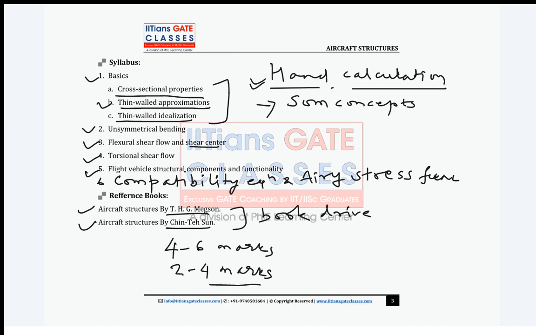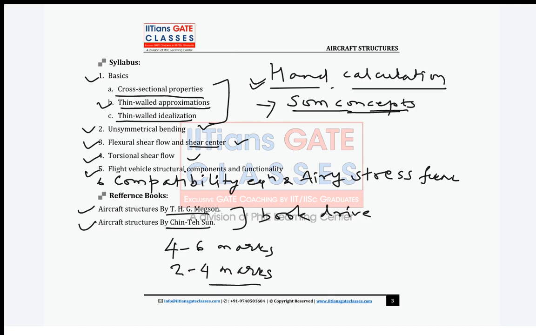Here, unsymmetrical bending, flexural shear flow, shear center, torsional shear flow, all these are extensions of strength of material concepts. Because in unsymmetrical bending, bending comes into the picture again, right? So the basics are derived from your strength of material only. Whatever we study in this subject is either directly used in industry in terms of hand calculations, or if you go for an interview, they definitely ask many questions on topics like basic elasticity or bending theory. SFBM diagrams and all come under bending theory, right? Those are asked frequently.